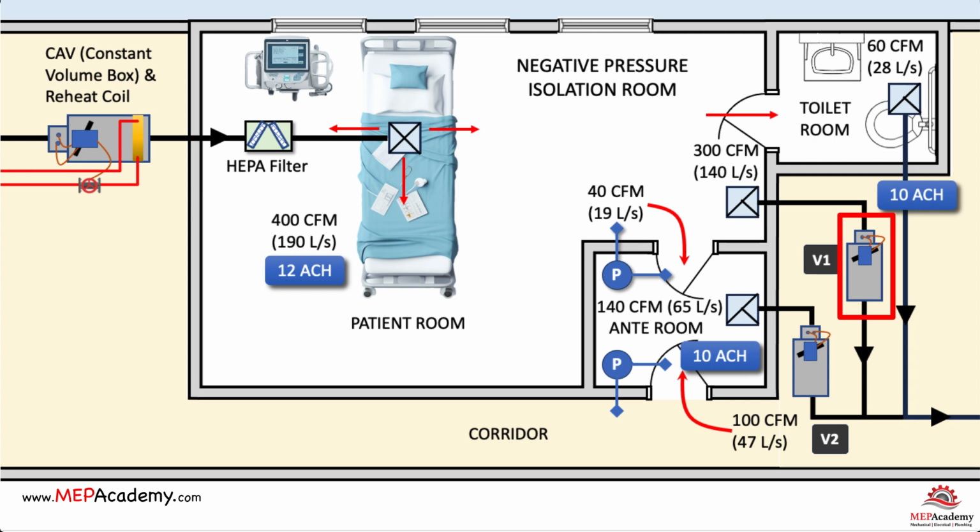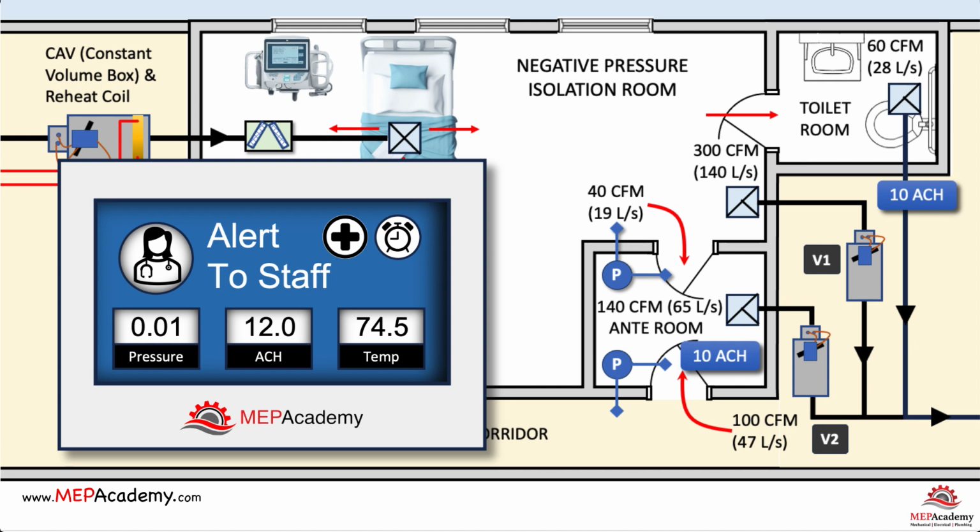Monitoring and alarm systems. Continuous monitoring of temperature, humidity, and pressure differentials ensures that the isolation room is operating within the specified parameters. An alarm system alerts staff to any deviations from the desired conditions, prompting quick response and correction.